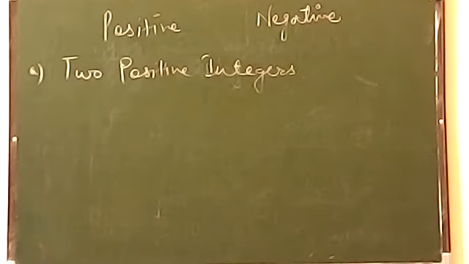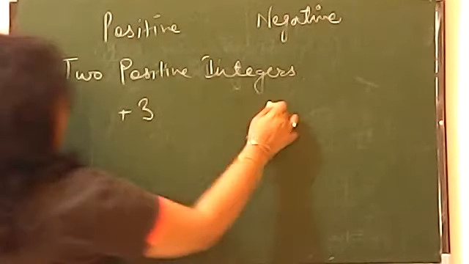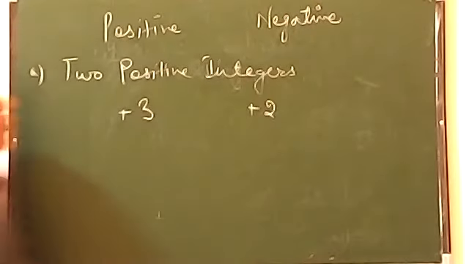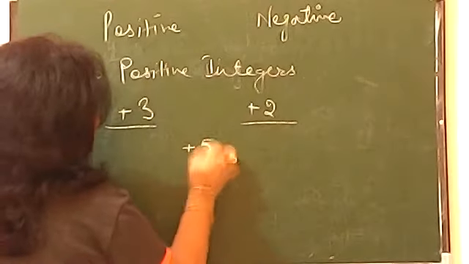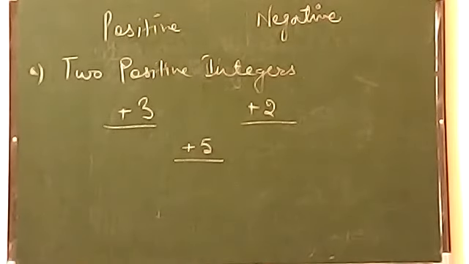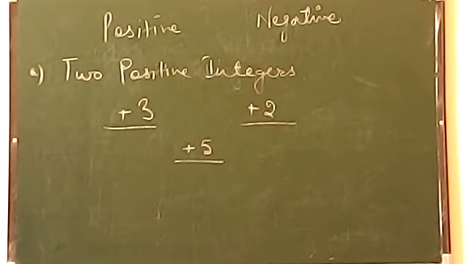For example, if I tell you, you have three positive and you have two positive. So when you have to add both, always remember your answer will be 5 positive. Once again telling you, if you have 3 positive and on another side you have 2 positive, and you have to add both, your answer will be 5 positive.